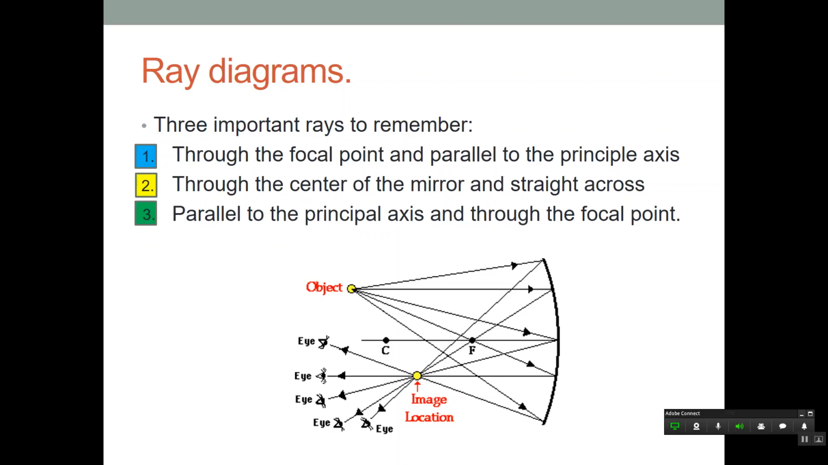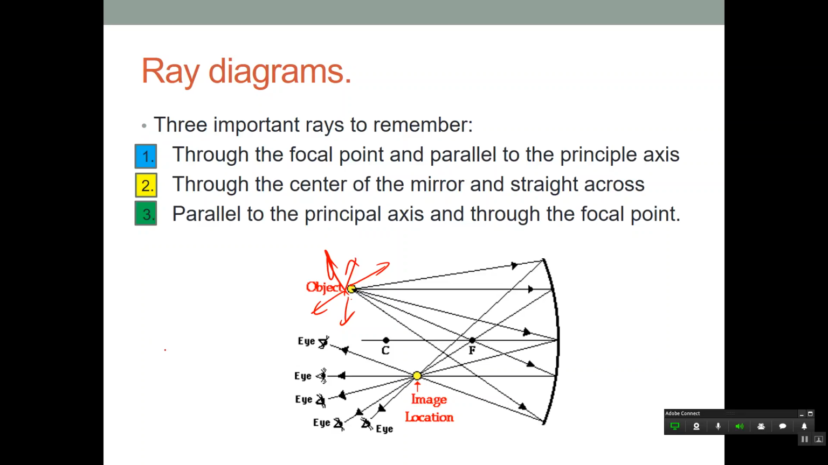Light rays are coming out in this direction, and this direction, and this direction, but we don't care about all of them. There are three that we care about the most, written here. I want you guys to memorize these because they're the same for curved lenses. The first one is the ray that goes through the focal point and parallel to the principal axis. By the way, this line here is the principal axis.